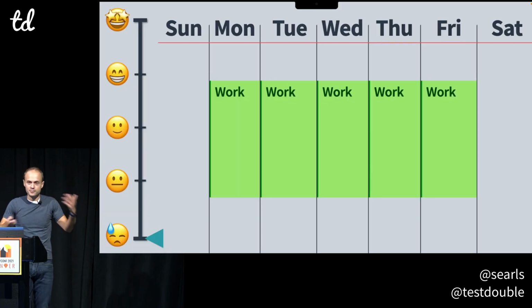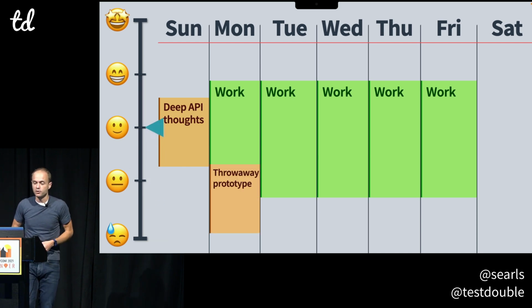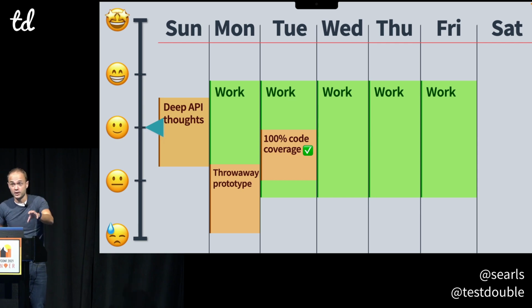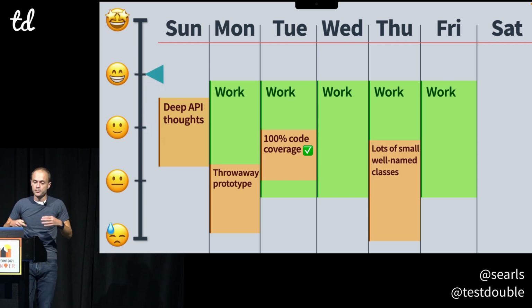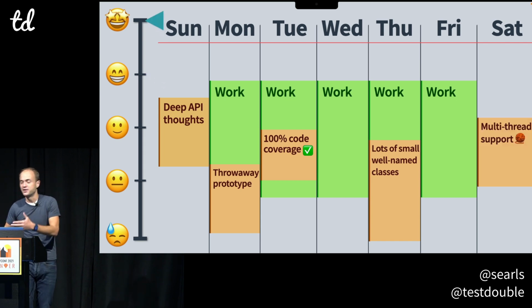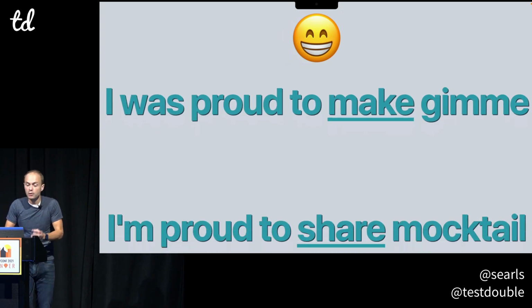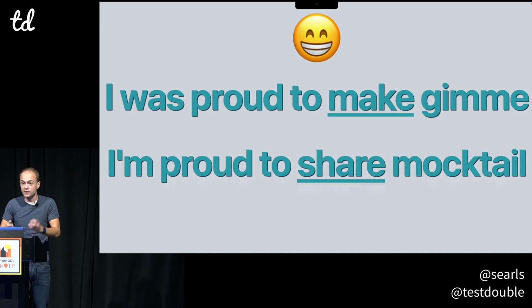But the same kind of deal. I've got a day job, which is more flexible now, and I spent time thinking hard about the API over years, really, building prototypes and throwing them away. I strove to get 100% code coverage so I'd be sure it all worked. Lots of small, well-named classes, so I could be sure I'd be able to maintain it. And I was feeling really good about it. Then I had a lot of thread safety issues, so I fixed those, but I was a little less happy because I don't like dealing with multi-threading stuff. But overall, big picture, I had been proud to make Gimme, but I was super proud to share Mocktail because I really believe in this and I think it's going to work over the long term.